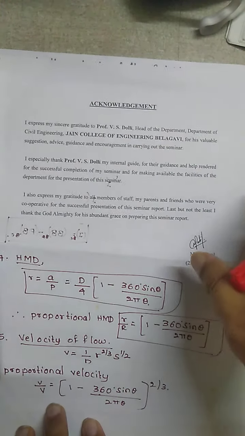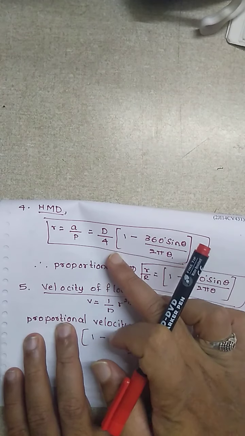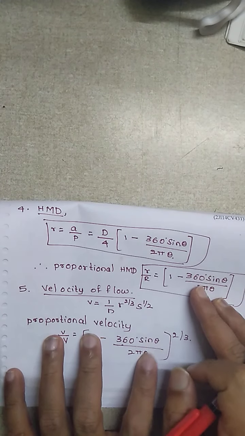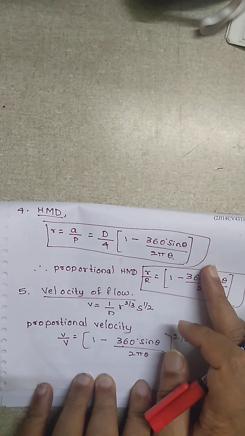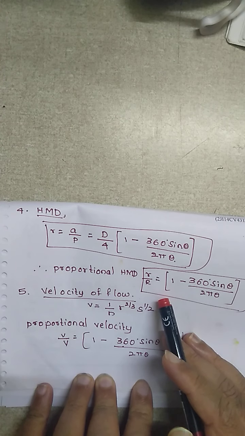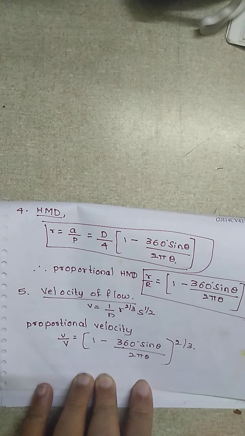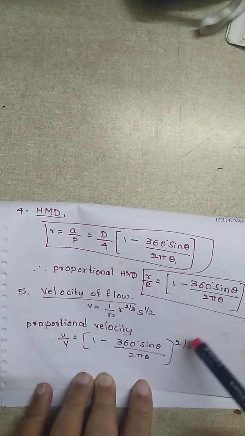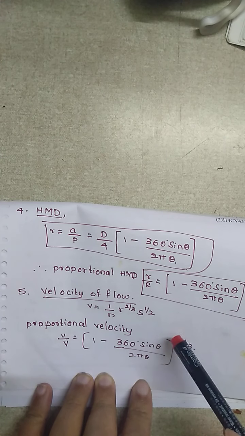Then we have also seen the hydraulic mean depth, that is small r is equal to small a by small p when it is flowing partially full. So it is d by 4 into 1 minus 360 sin theta divided by 2 pi theta, and then the proportional hydraulic mean depth small r by capital R is 1 minus 360 sin theta divided by 2 pi theta. Then velocity of flow is given by v is equal to 1 by n r raised to 2 by 3 s raised to 1 by 2.